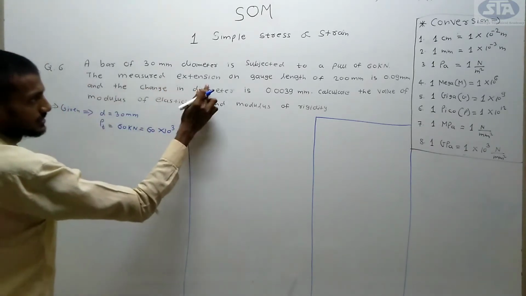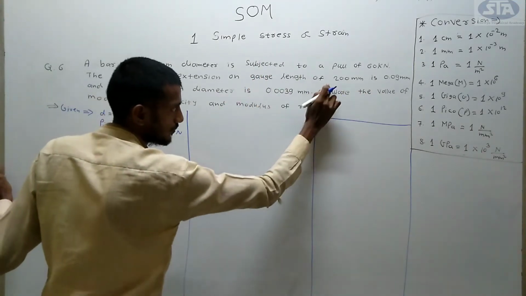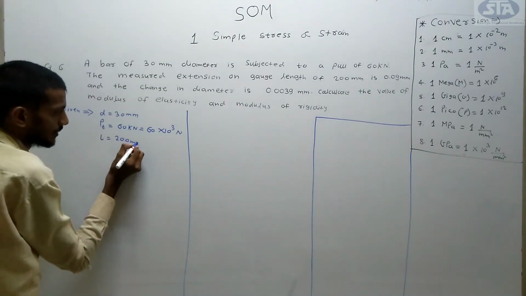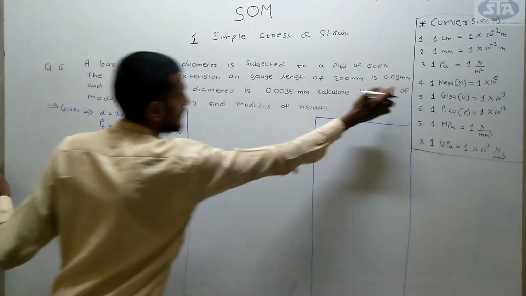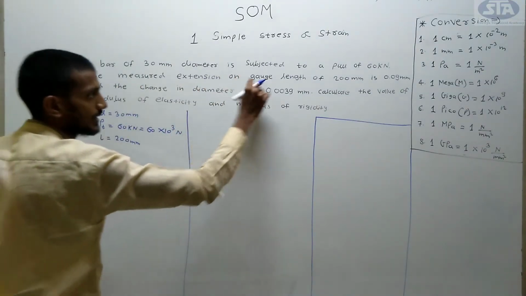The major extension on gauge length of 200 mm. Gauge length is called the original length, which is given as 200 mm. Original length 200 mm, extension is 0.09. The meaning is the major extension on gauge length.